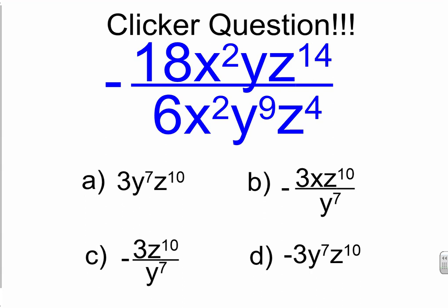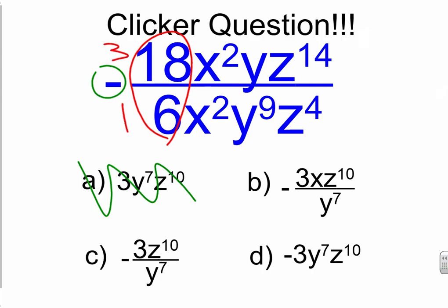Pause the video now as you try this clicker question. Press play to go over your answer. I know it's got to be negative, so I get rid of that choice. My numbers, 18 divided by 6 is 3, the 1 on bottom. So I'm looking for a 3 on top, so that's what I have in all of those answers.